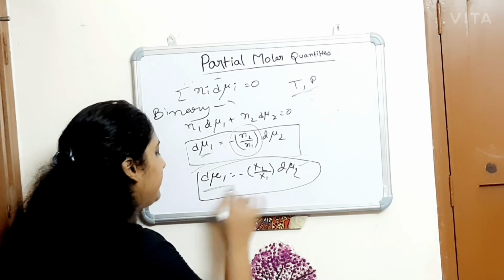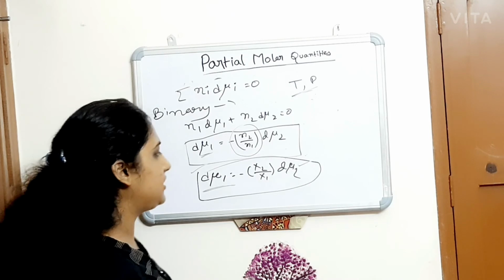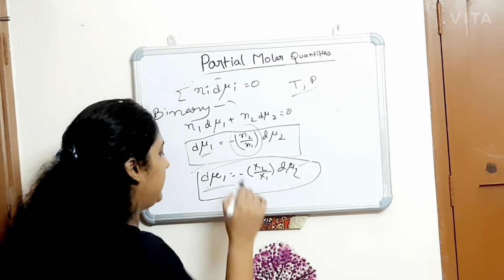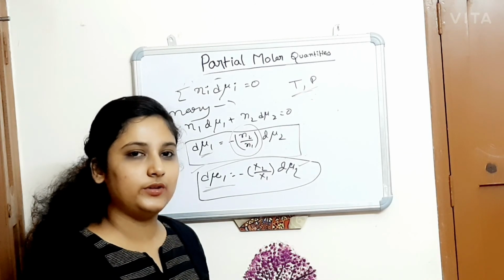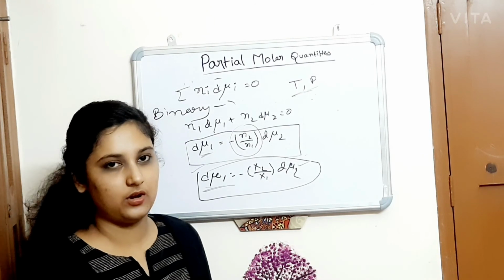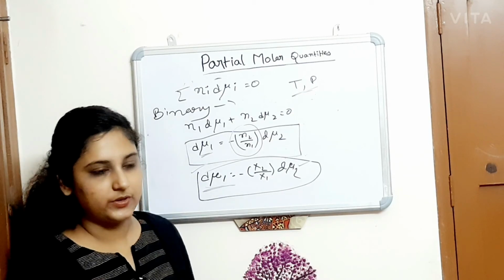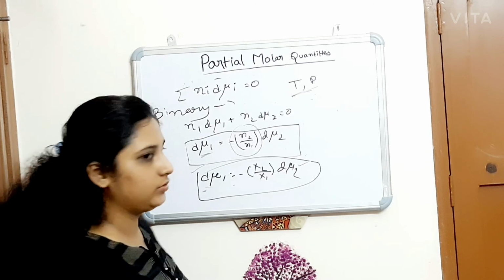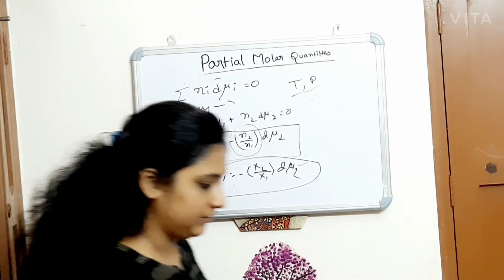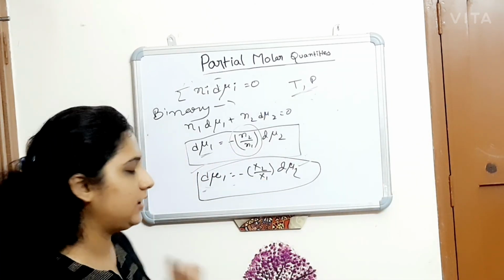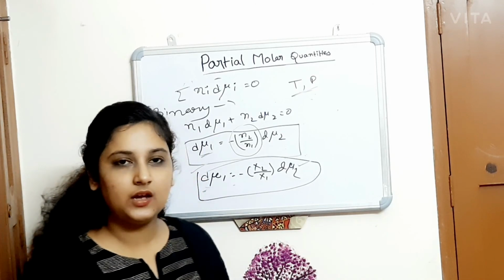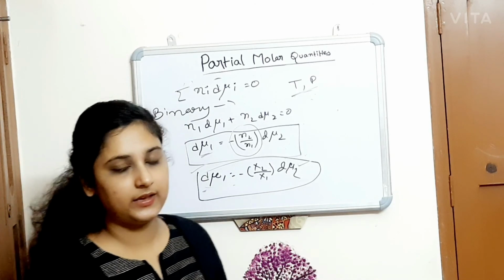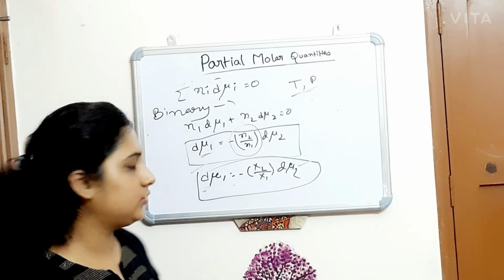That is, when we change the mole fraction of the components in the binary mixture, when the chemical potential of one component increases, the chemical potential of the other component decreases. This is a very good conclusion of the Gibbs-Duhem equation. The Gibbs-Duhem equation is also used in the calculation of the surface excess concentration in the Gibbs adsorption isotherm.